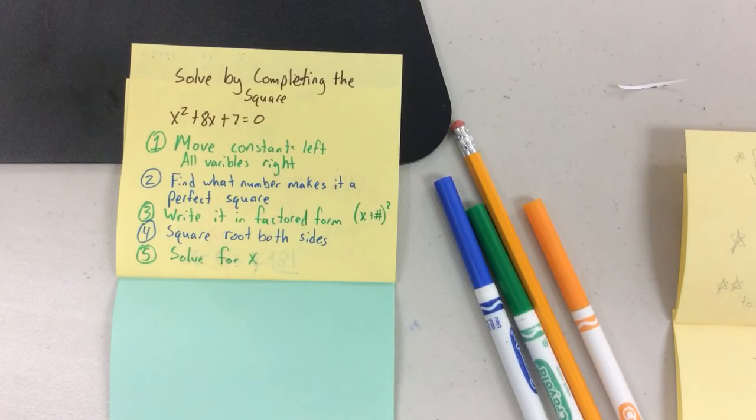Step 1, move the constant left. Move the other variables right. Step 2, find what number makes it a perfect square. Step 3, write it in factored form. That's x plus a number squared, or it could be x minus a number squared. Step 4, solve, square root both sides. Step 5, solve for x.